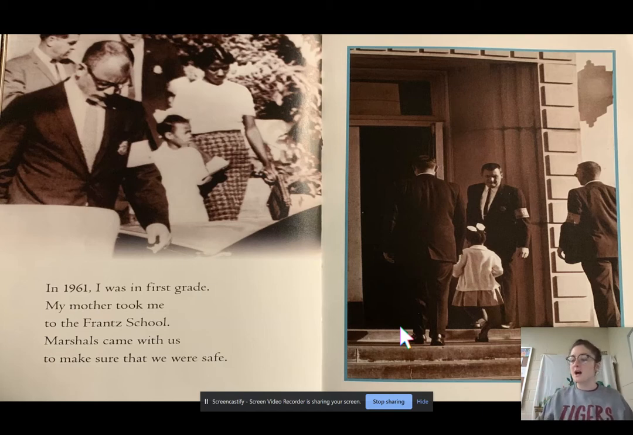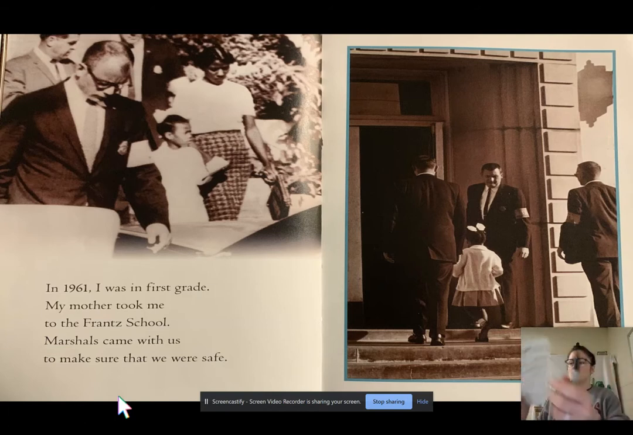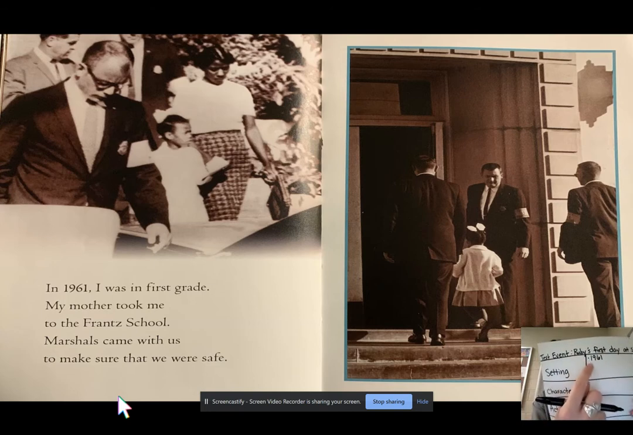All right, we are going to pause for a second. In the setting, what year does this take place? Look back at the text. What year is our setting? 1961. So I'm going to make a dot and I'm going to write 1961. That is the year that this took place.